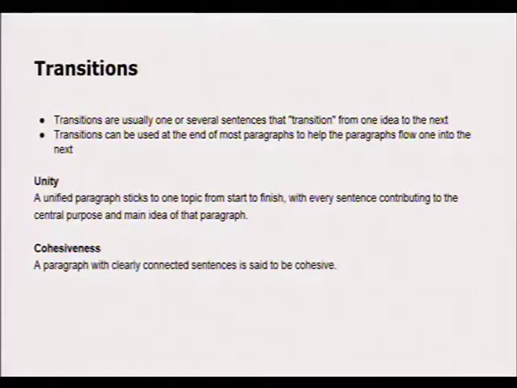Two very important things to keep in mind when you focus on transitions when writing paragraphs would be unity. A unified paragraph sticks to one topic from start to finish, with every sentence contributing to the central purpose and main idea of that paragraph. So that means it's united, it's one thing. Then cohesiveness: a paragraph with clearly connected sentences is said to be cohesive. It's like glue, they stick together, they form part of one thing. So those two things are very important when you write paragraphs and focus on transitions.